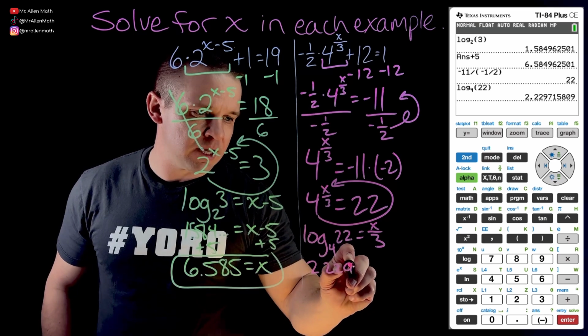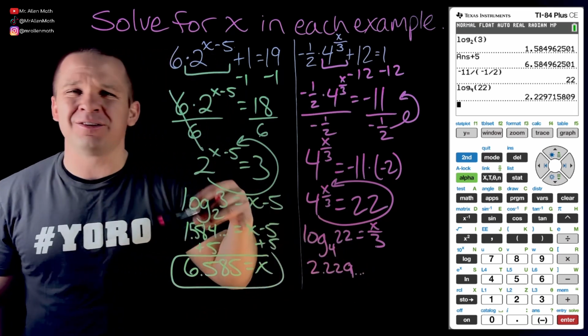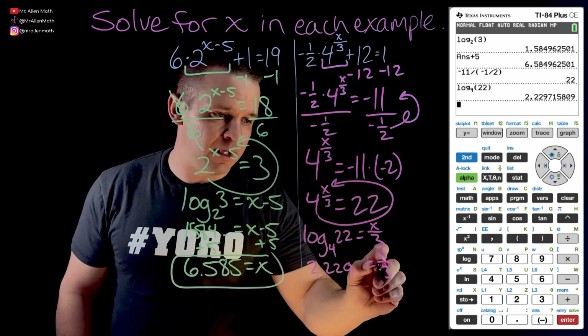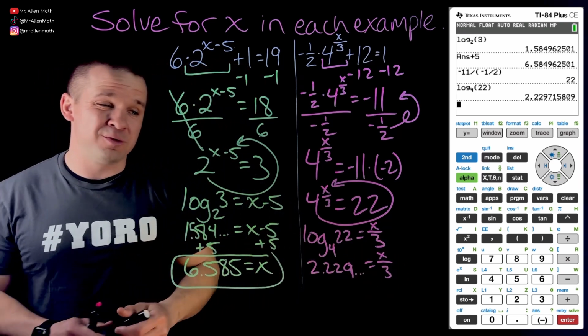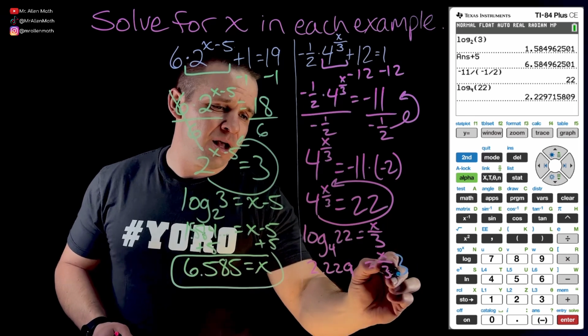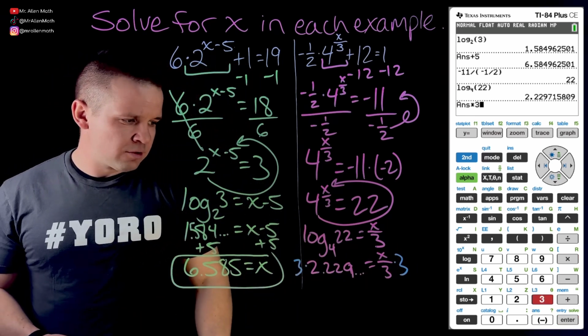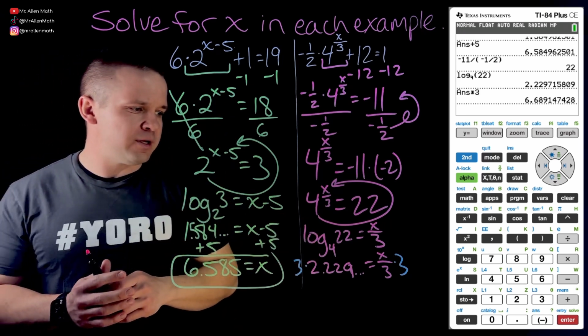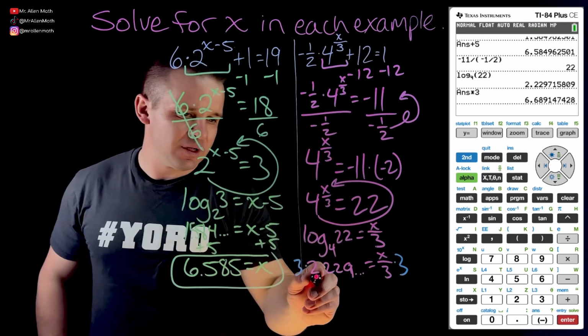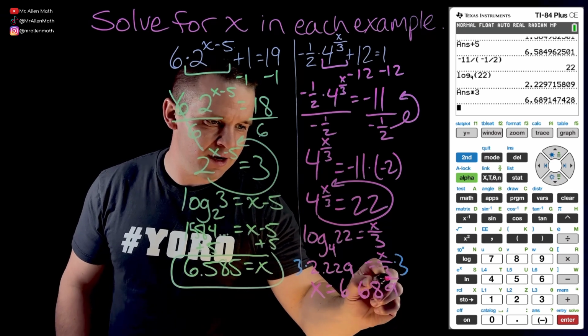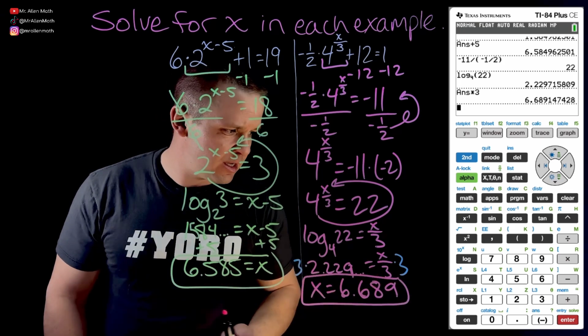2.229. At some point, eventually, your teachers might be like, hey, you don't have to show the last couple steps, as long as you get it right. Because if you get it wrong, then you lose partial credit. You don't want that. Let's multiply by 3 on both sides. Finish this bad boy off. Times 3. Boom. x equals 6.689. Three decimal places seems appropriate.